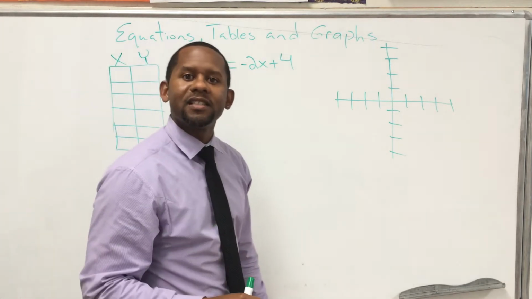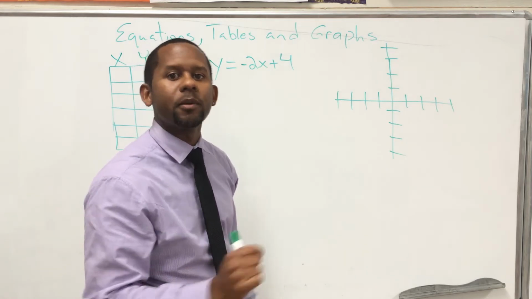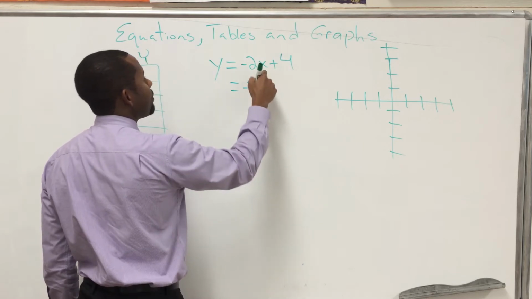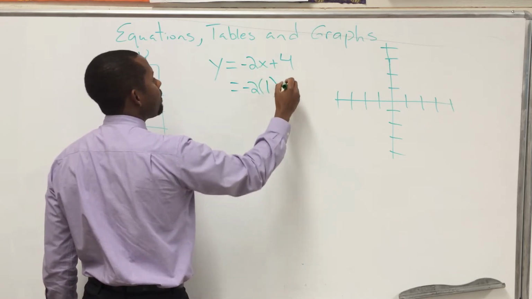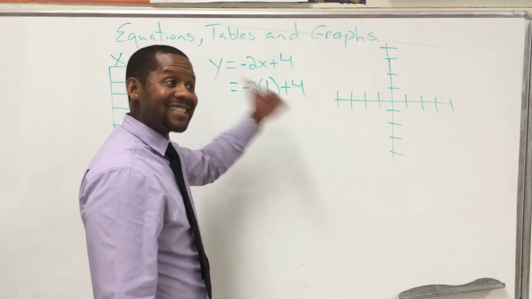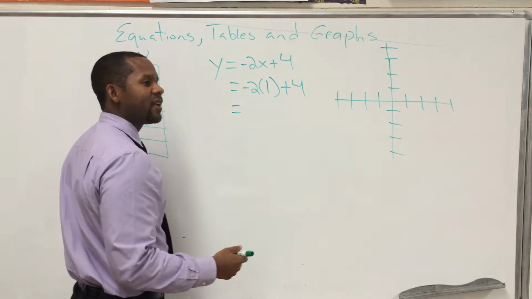I want x to equal 1. I like 1 because 1's a nice, simple number. So I'm going to plug 1 in for x. So watch this. Negative 2, in place of x, I'm putting a 1, plus 4. Once I plug 1 in for x, it's going to tell me what y is. So let's go ahead and figure this out.